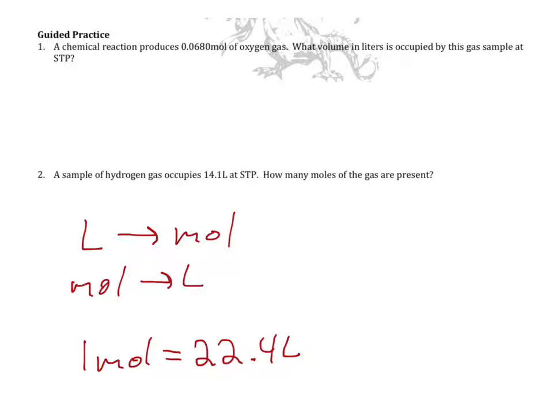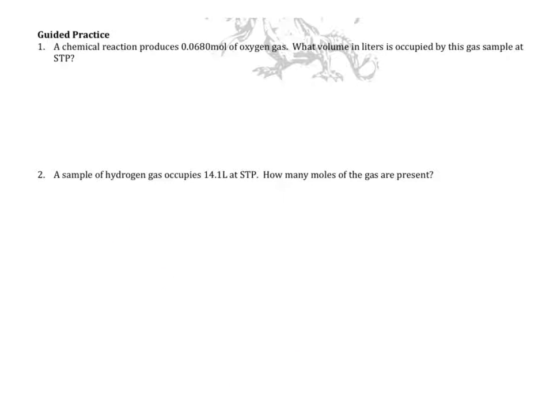All right, so let's go ahead and do some practice problems. I'm going to write at the top here that 1 mole is equal to 22.4 liters. And these problems are really, really easy. A chemical reaction produces this many moles of oxygen gas. You can imagine you have a chemical reaction, and you can do some stoichiometry to calculate how many moles of a gas are being produced. Let's just say that's what's happening, and we're going to get there in the next class period.